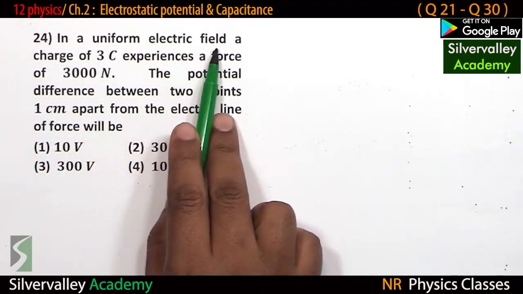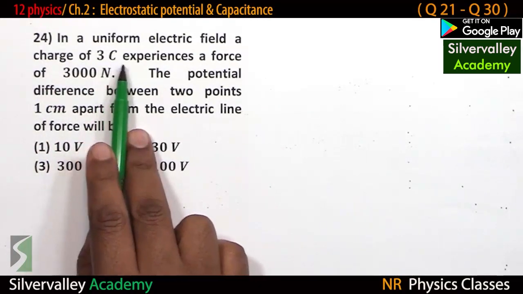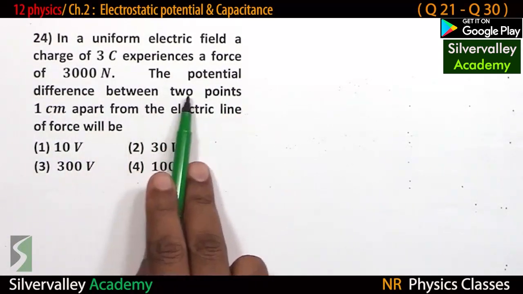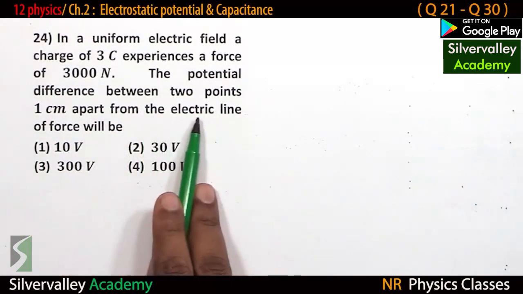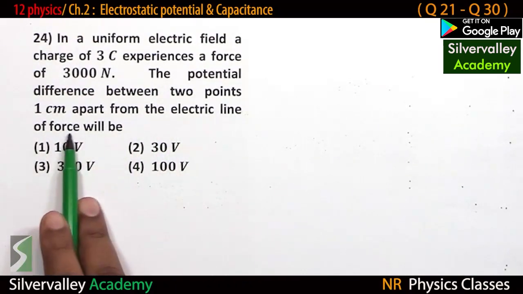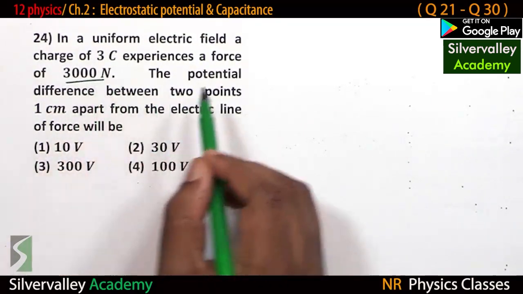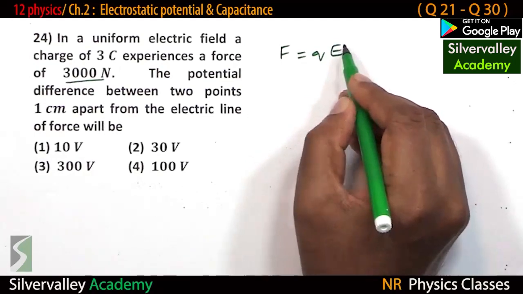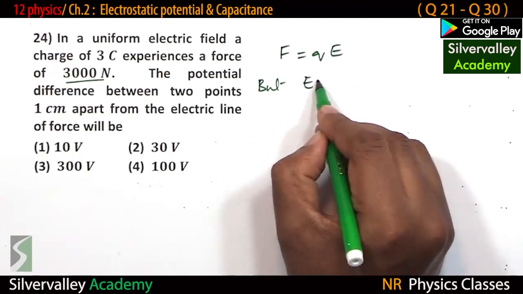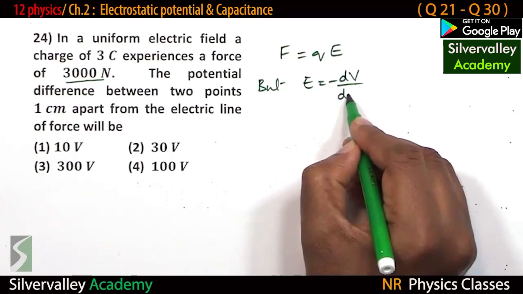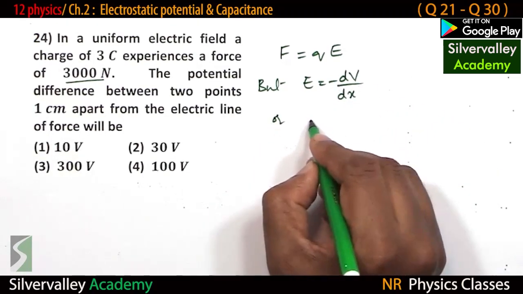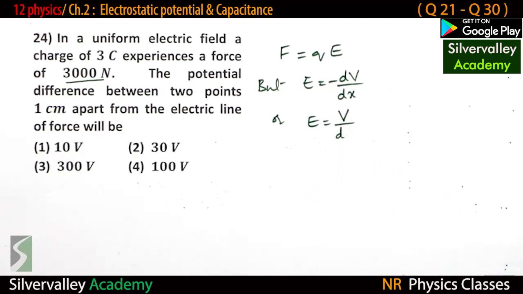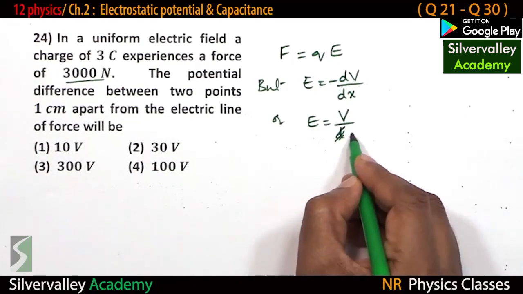In a uniform electric field, a charge of 3 coulomb experiences a force of 3000 Newton. The potential difference between 2 points 1 centimeter apart along the electric line of force will be. Fine, force is given. Force on charge means F equal to Q into E. But E is minus dV by dx, isn't it? Or electric field equals potential difference by distance. D stands for distance, or you can write L.